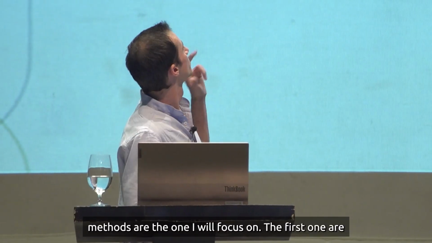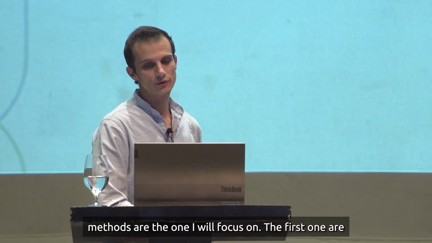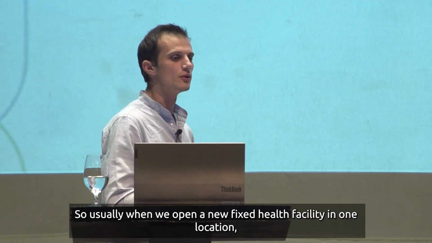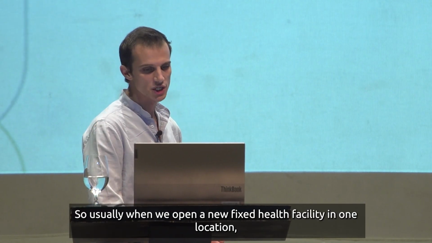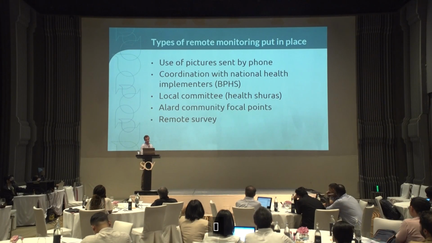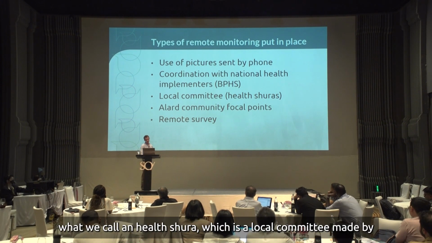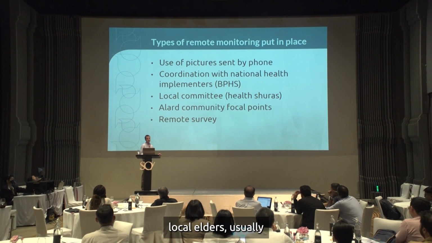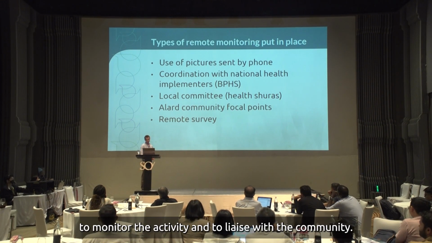The 3 last methods are the ones I will focus on. The first one is the local committees. Usually when we open a new fixed health facility in one location, we set up what we call a Shura, which is a local committee made up of local elders, usually, to help us monitor the activity and to liaise with the community.